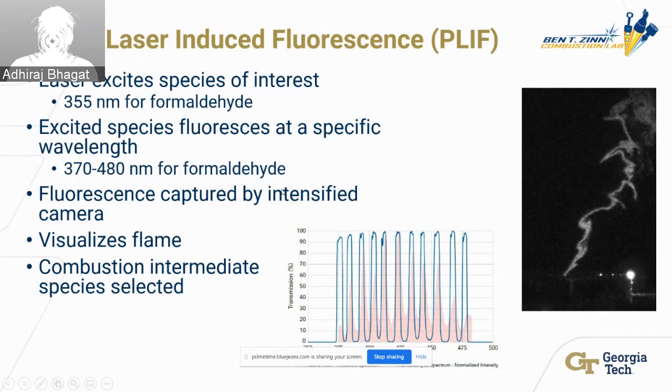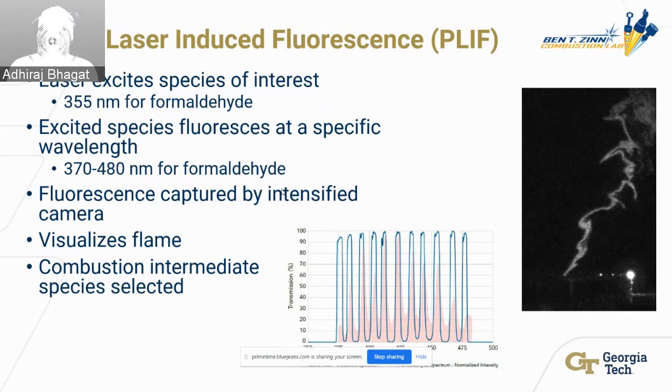There are peaks at certain frequencies, and between 370 and 440 nanometers, that's what's been plotted here, and that's what formaldehyde emits. The fluorescence is then captured by a camera through an intensifier, and that helps us visualize the flame. The species that we select for PLIF are usually intermediates in the combustion process. So they're only present where the flame is and not in the products or the reactants. And hence we only get signals from where the flame is, and that can help us capture both the position and the shape of the flame.